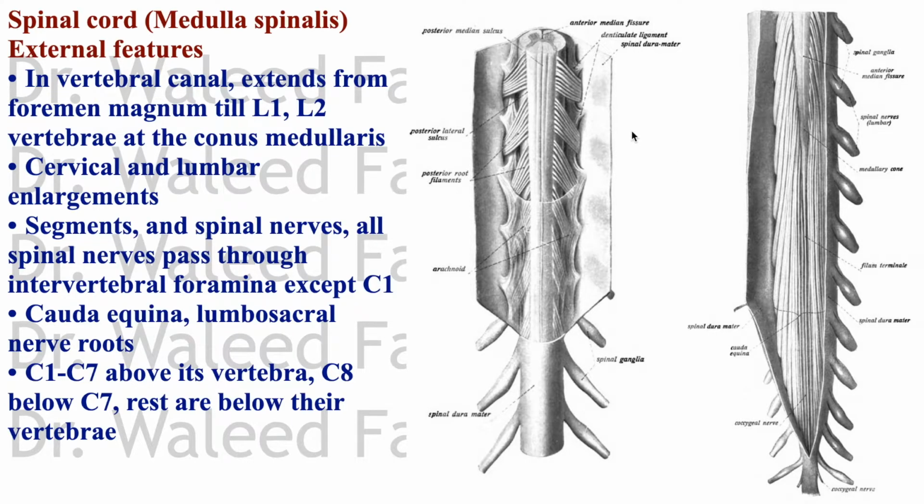C1 through C7 rise above their vertebra. Remember, C1 nerve is above C1 vertebra, and so on until C7, but for C8 nerve, please observe that we have 8 cervical nerves and 7 cervical vertebrae. C8 is below C7, and from there downwards, each nerve is below its vertebra. I mean T1 nerve is below T1 vertebra, and so forth.